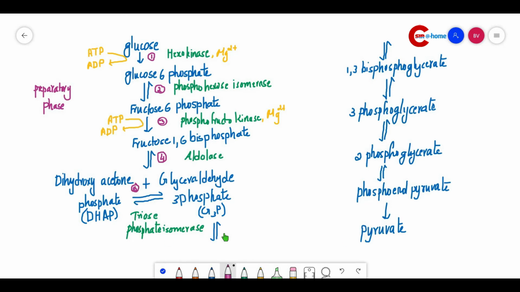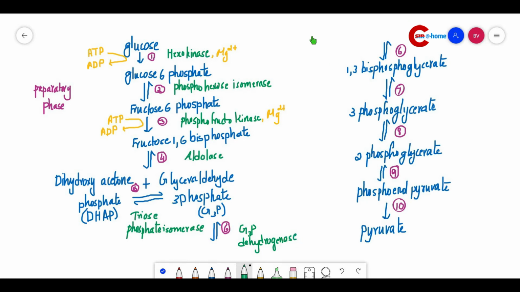Okay. Now we can study the enzymes. So there are a total of 10 steps in glycolysis. Glyceraldehyde 3-phosphate is converted into 1,3-bisphosphoglycerate with the help of the enzyme glyceraldehyde 3-phosphate dehydrogenase. And here the reaction is oxidation-reduction and also phosphorylation.